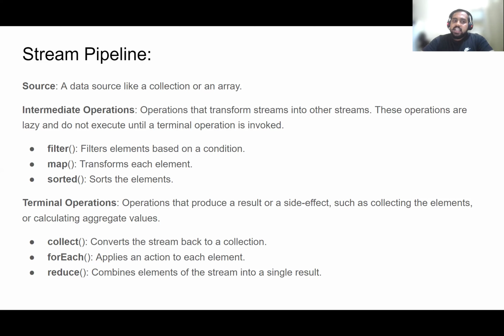And these operations are lazy and it does not execute until a terminal operator is invoked. Like what are intermediate operations? We'll see. Filter, as the name indicates, filters elements based on some condition. Map means it transforms each element. Suppose I just want the elements stored in my collection to be in uppercase, I could use this map and make it uppercase. So it will transform each element into whatever type we need. And sorted, it will sort the elements. So these are all the intermediate operations.